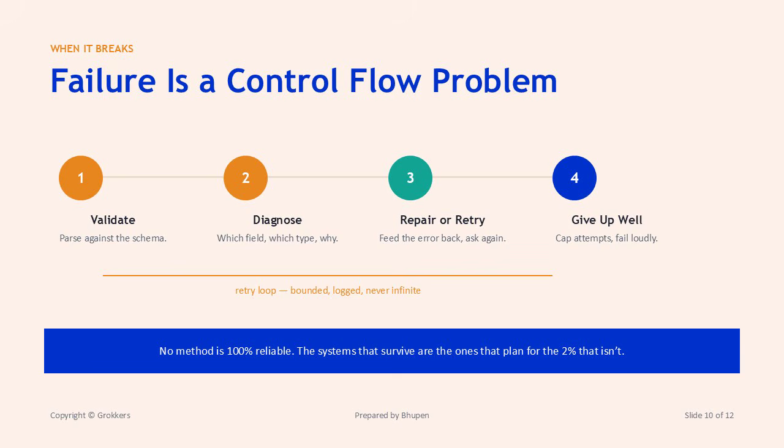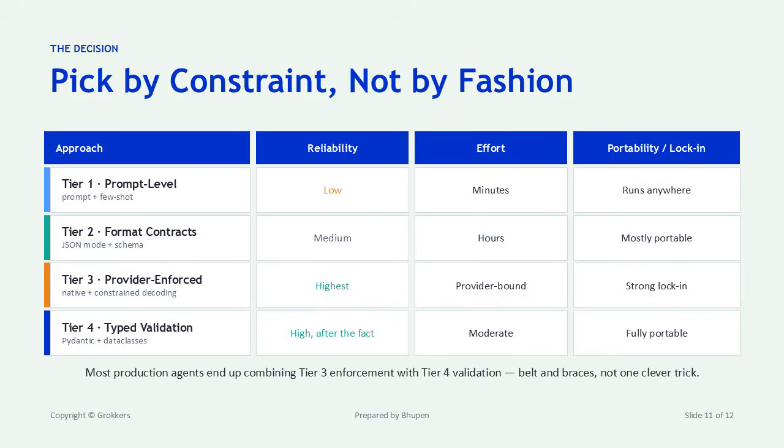Told exactly what it got wrong, models correct themselves at a surprisingly high rate. And then the step people forget. Give up well. Cap your attempts, log the failure, return a clean error. An unbounded retry loop against a metered API is how a bug becomes an invoice. The orange return path is deliberately marked bounded and logged, and I'd argue this loop is the single highest leverage piece of code in the whole pipeline. No method reaches 100%. The systems that survive contact with reality are the ones that planned for the 2% that doesn't. So, with 11 techniques and 4 tiers on the table, how do you actually choose?